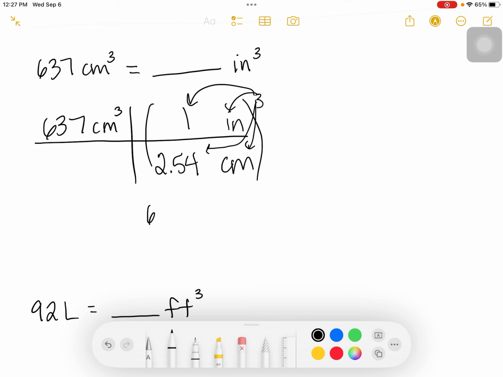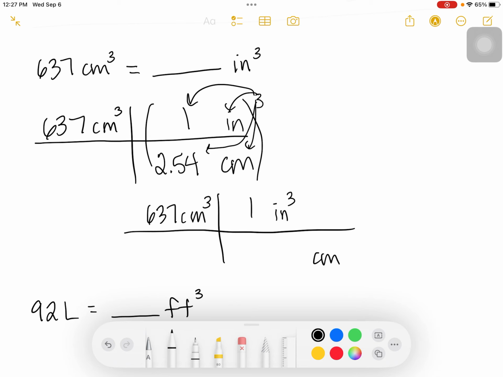So I'm going to rewrite this. And so 1 cubed is just 1. Inches cubed become inches cubed. Centimeter cubed becomes centimeter cubed. But then 2.54, we have to cube it. And we have to be careful that we're not multiplying by 3. We're cubing.